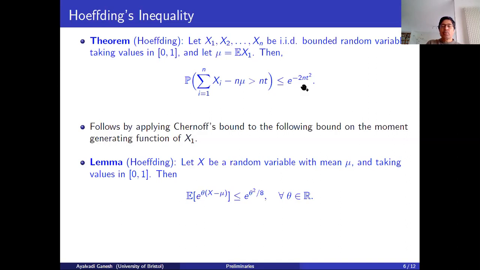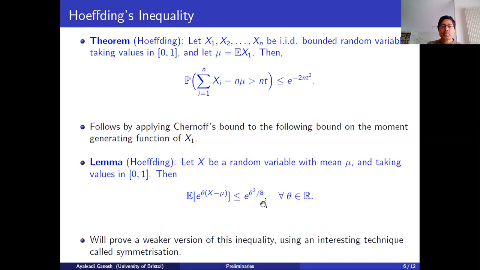Okay, and we saw that the proof of this relies on the proof of a related lemma which bounds the moment generating function of a bounded random variable. So if x is a random variable with mean mu, and which is restricted to lie in this interval 0 to 1, then the moment generating function of the centered random variable x minus mu is bounded above like this. Okay, so let's prove this lemma in the remainder of this lecture.